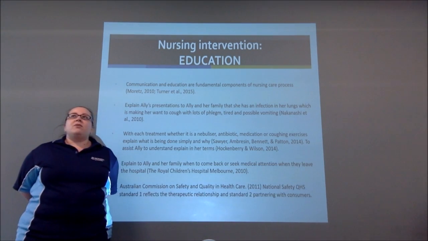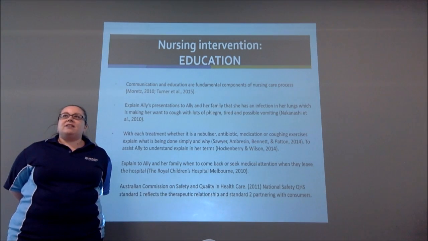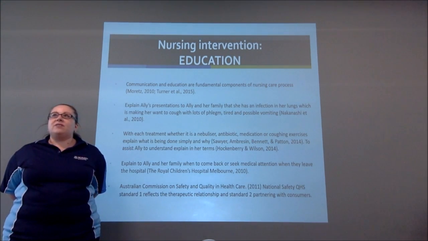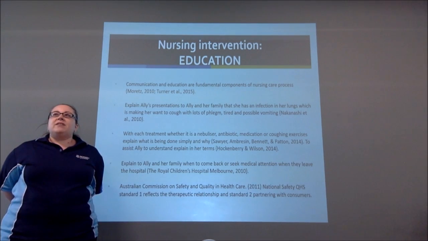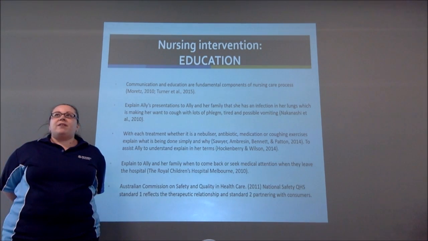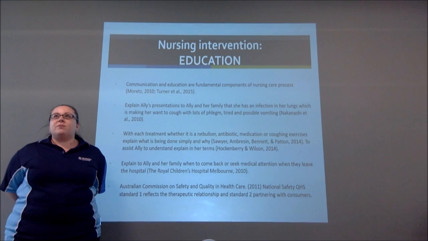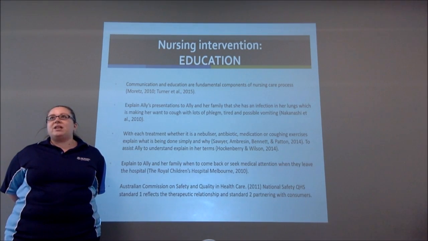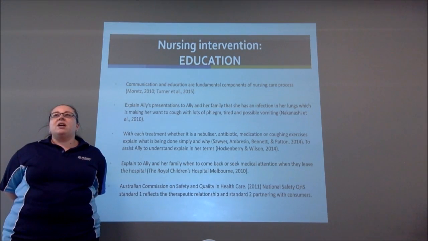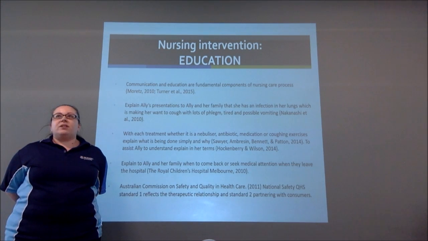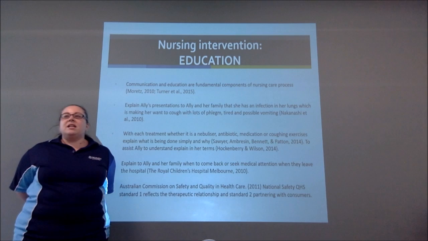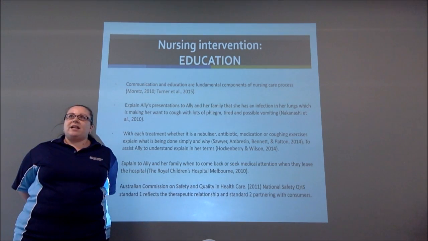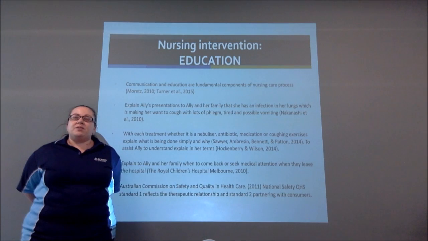Confirm this all in writing and handouts on discharge, such as handouts from the Royal Children's Hospital. Advise Ali and family if there are any changes, if she feels worse, a fever, breathing or coughing gets worse, then see a doctor or emergency department. This reflects the National Safety and Quality Health Service Standard 2, partnering with consumers.